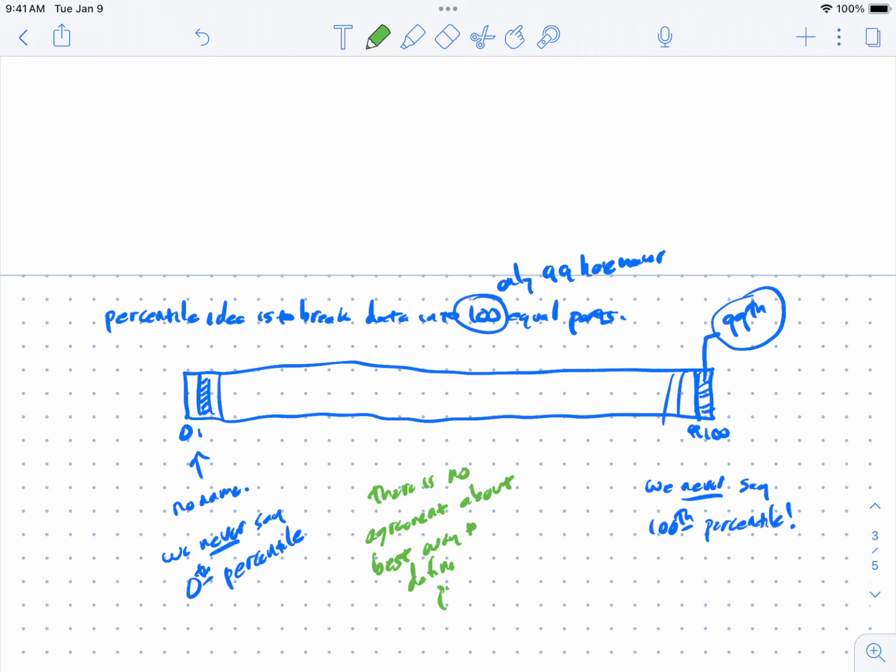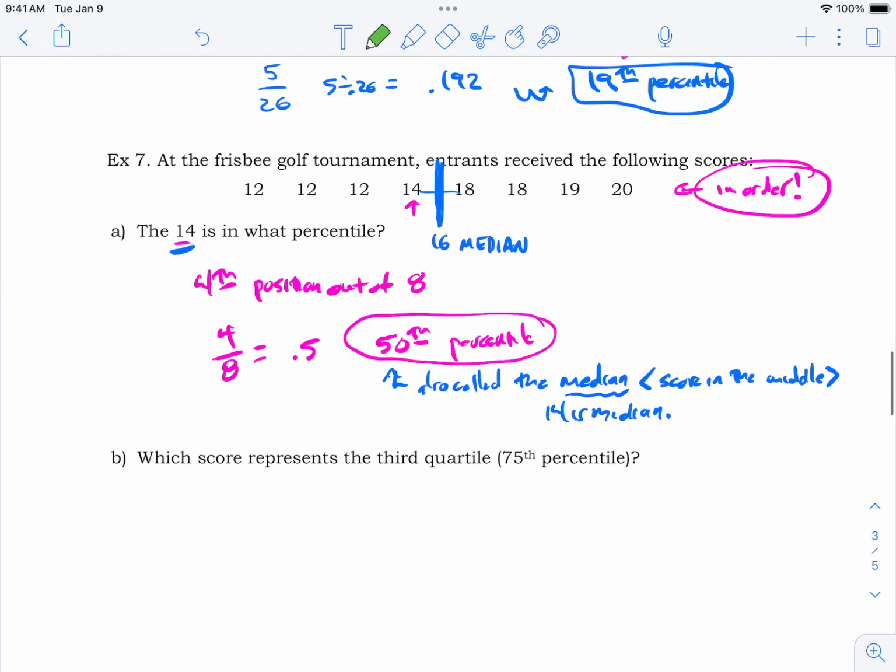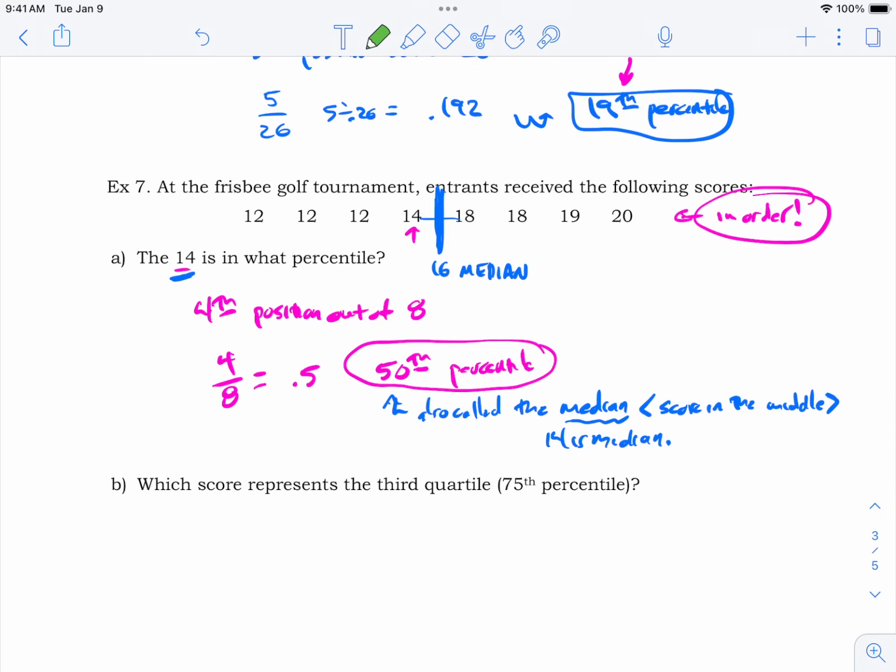And it's because of this problem. You've got 99 names for 100 equal parts. What the heck, right? There is no agreement about the best way to define your percentiles. So my conclusion is there's no best way. I'm just going to let myself play fast and loose. I'm not going to worry about this problem.